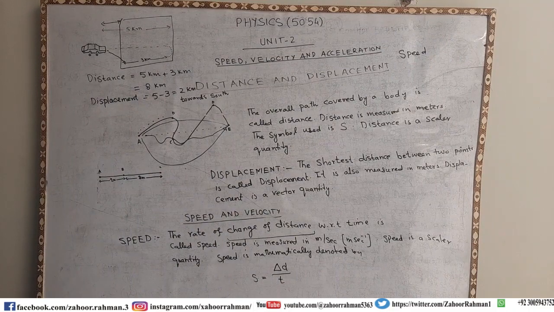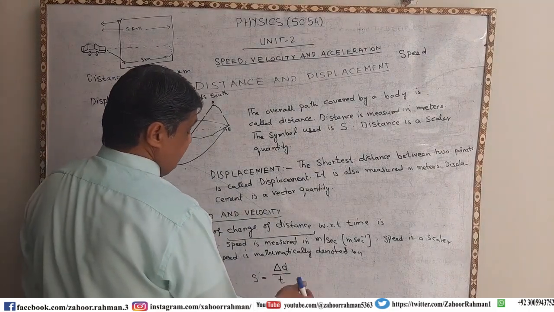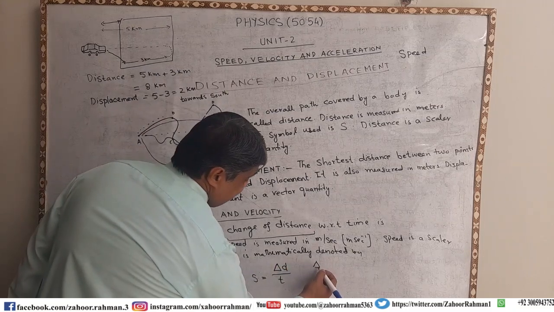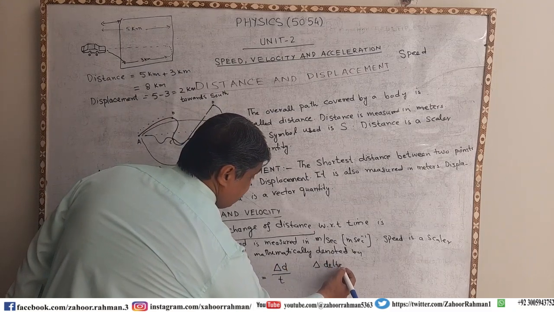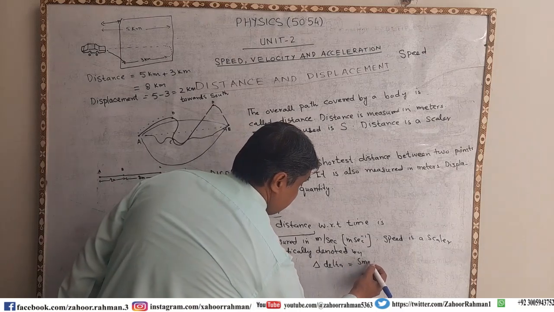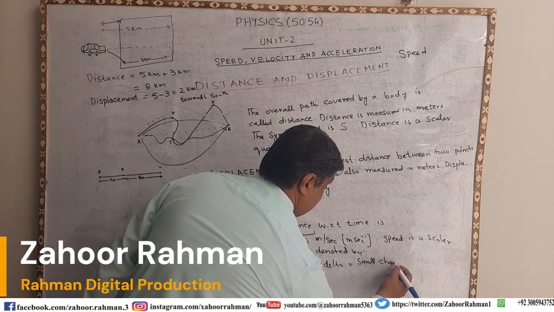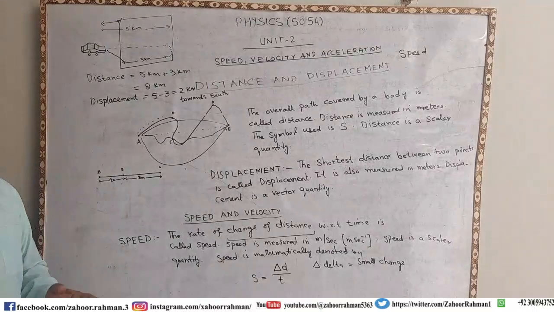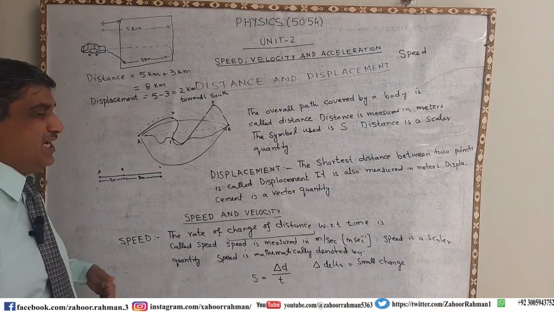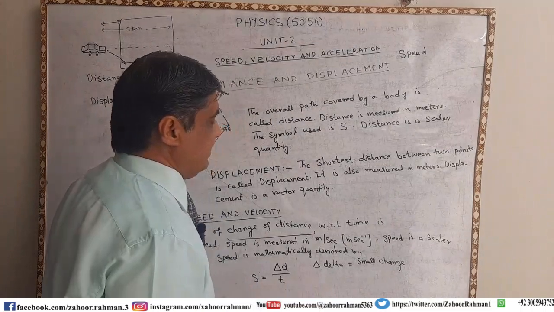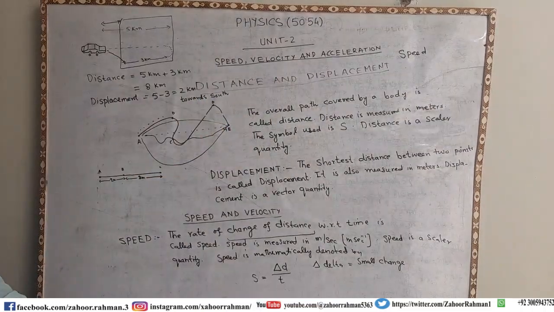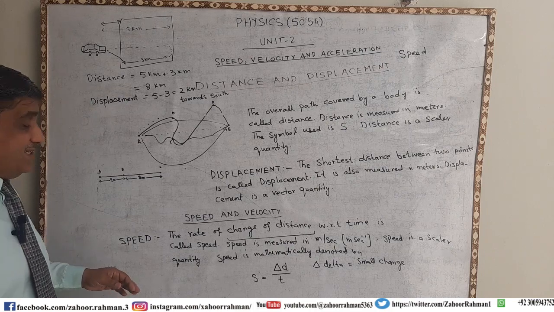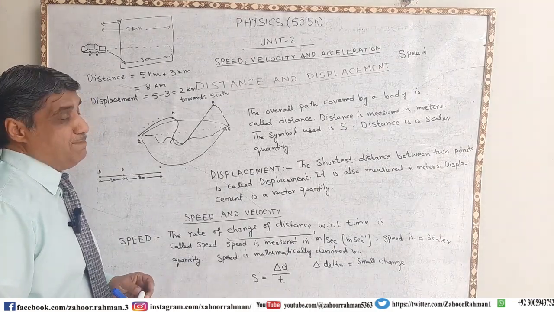So it is called what? It is called speed. This is called delta. Delta means small change, not very large change. Small change in whatever. Here it is distance, small change in the distance. So rate of change of distance with respect to time is called what? It is called speed. Speed is a scalar quantity and it is denoted by meter per second.